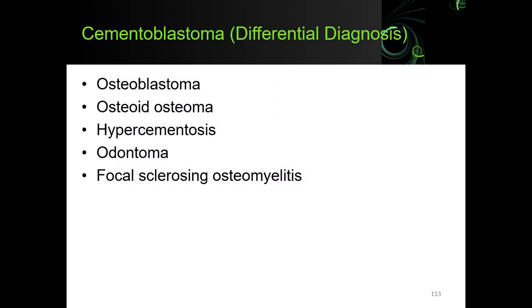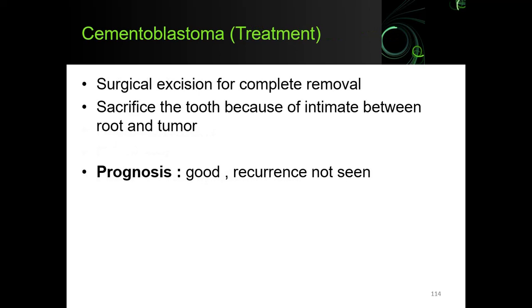Differential diagnosis of cementoblastoma includes osteoblastoma, osteoid osteoma, hypercementosis, odontoma, and focal sclerosing osteomyelitis. The best treatment for cementoblastoma is to surgically excise it. Because of the intimate relationship between the root and the tumor, the tooth has to be sacrificed because it is not possible to remove the tumor and save the tooth at the same time. Prognosis of this tumor is quite good, and usually the tumor doesn't recur.